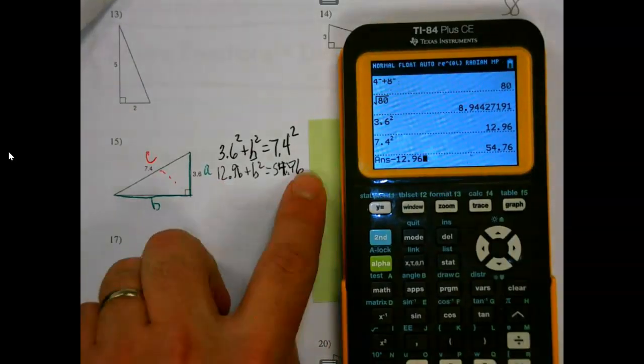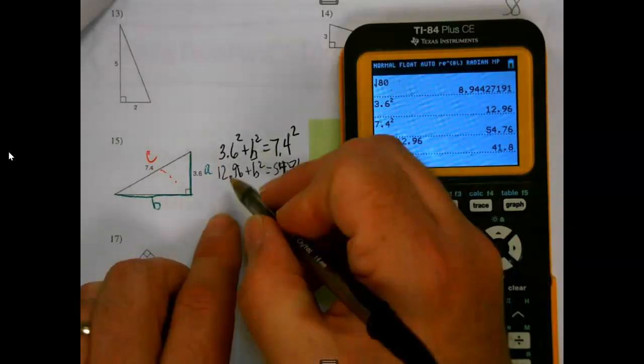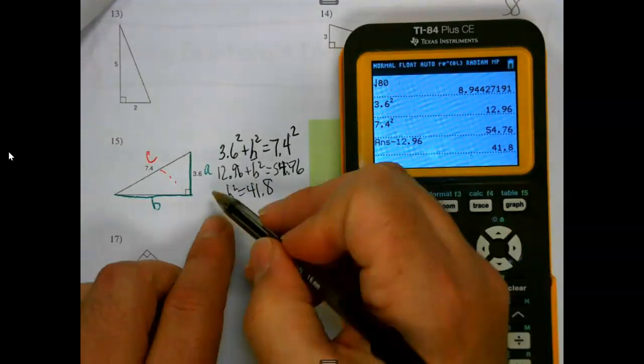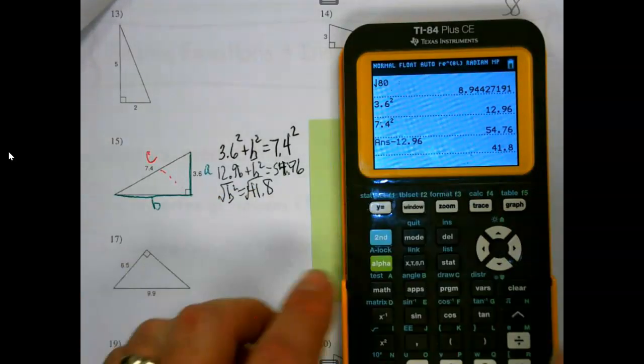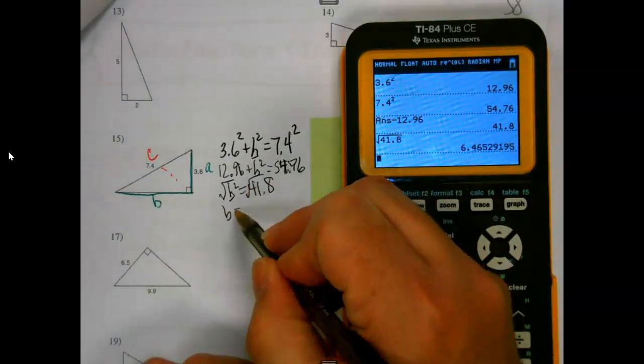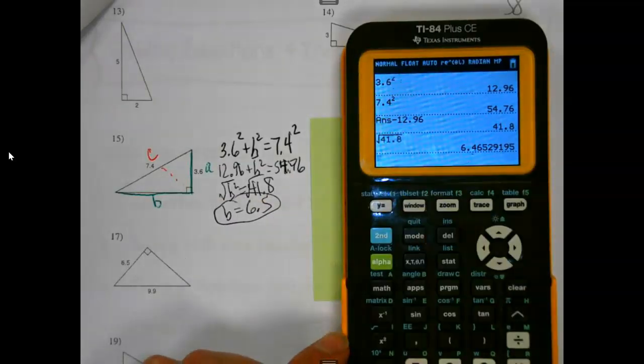So we have to bring that 12.96 over because we want to get b squared by itself before we do the square root here. Now we're ready to go. So we got about, if we go to the nearest tenth, 6.5, let's say.